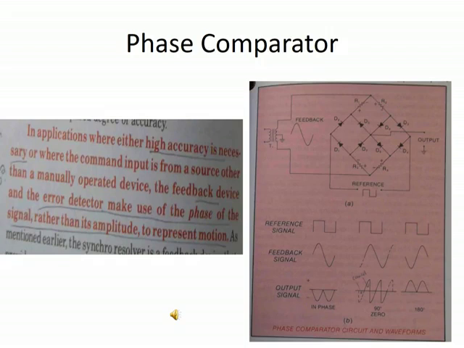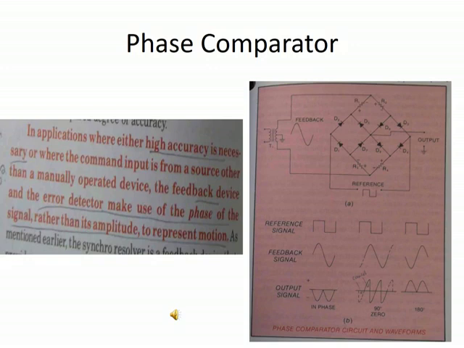In applications where high accuracy is necessary, or where the command input is from another source, the feedback device and the error detector measure the phase of the signal rather than the amplitude to represent the motion. This means we have to present the input device and the appropriate feedback machine to make the comparison, and then the output will come out. Instead of the device representing the output, we have to use the appropriate feedback machine, and the relative magnitude is present at the output.